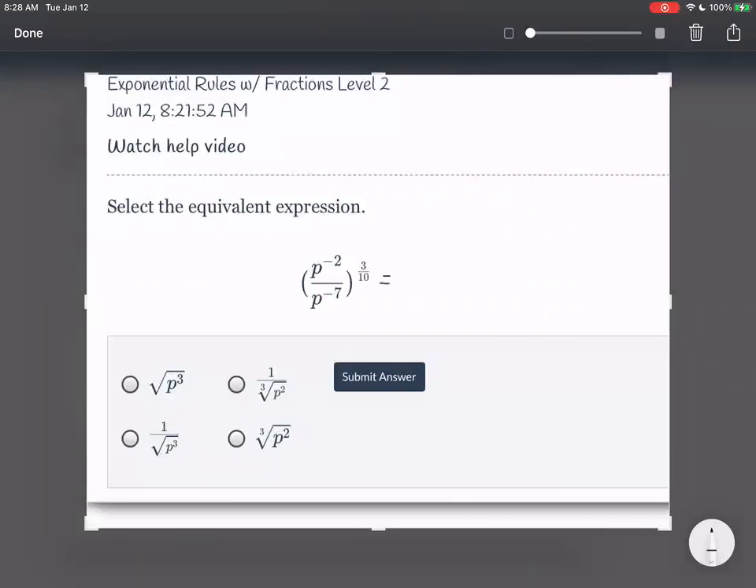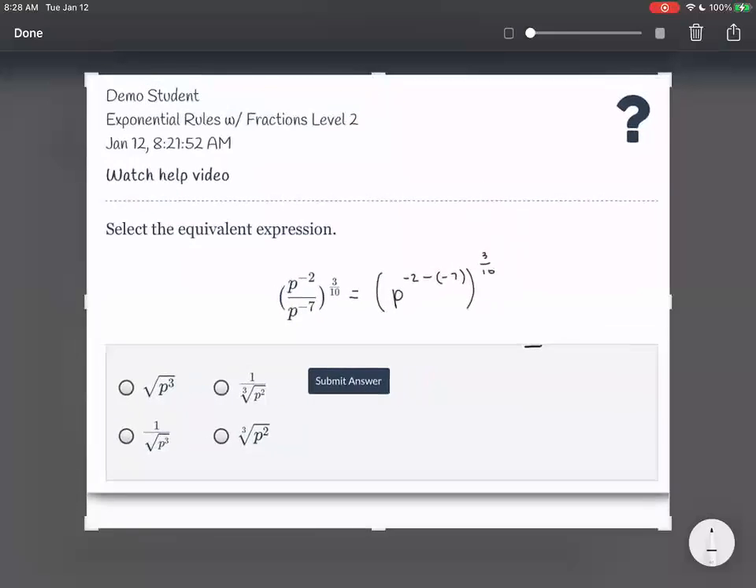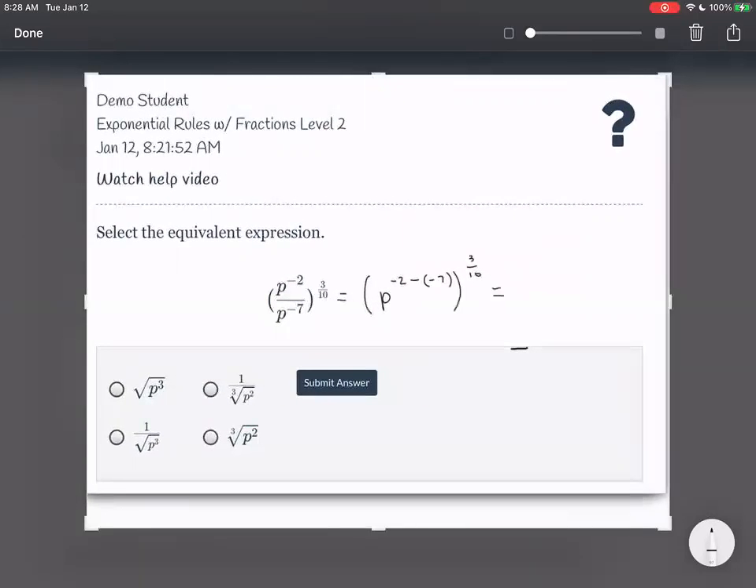Okay, so when you have it being divided, you're just going to subtract top minus bottom. So inside of our parentheses, we have p to the power of top exponent minus bottom exponent. So -2 minus -7, all of this is still to the power of 3/10. When you're subtracting a negative, it's really adding the positive. So we have p to the power of -2 plus 7. So -2 plus 7 is going to be +5. So then this is still to the power of 3/10.